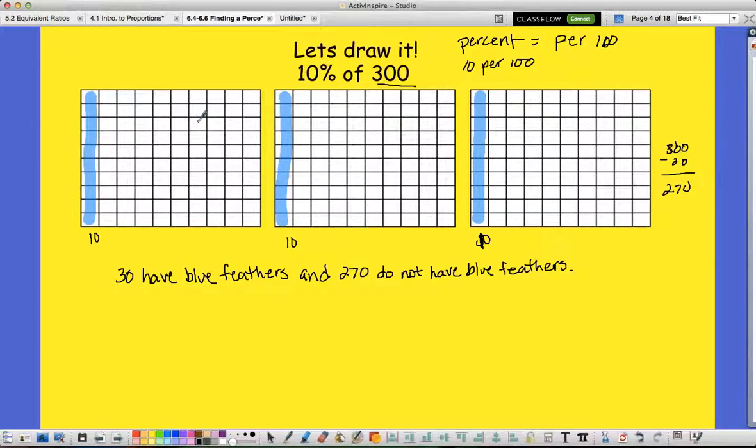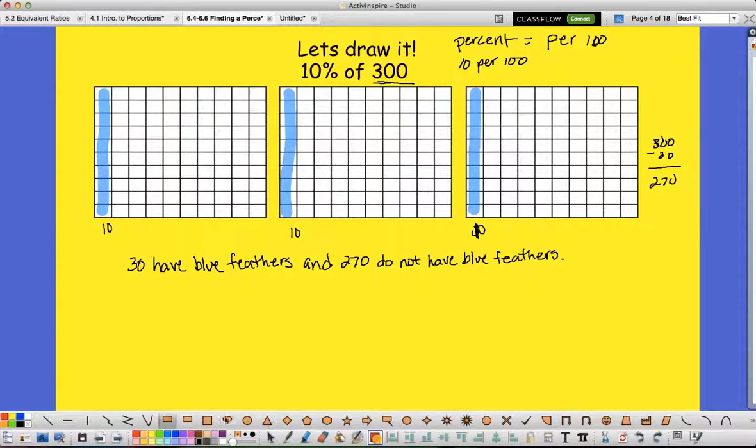Right? So a big part of what I want you guys to understand is what actually is going on here. So what does this actually mean? What does 10% actually represent? Like I said before, it didn't represent 10. It represented 10 if this were 100, but this is 300. Another way to do this is using a different diagram.